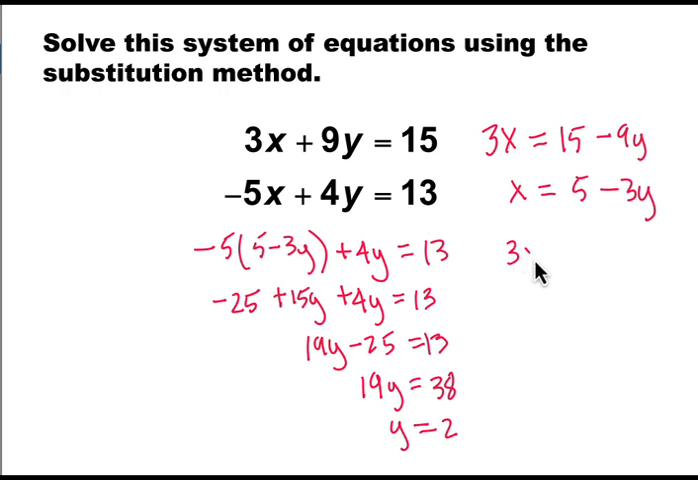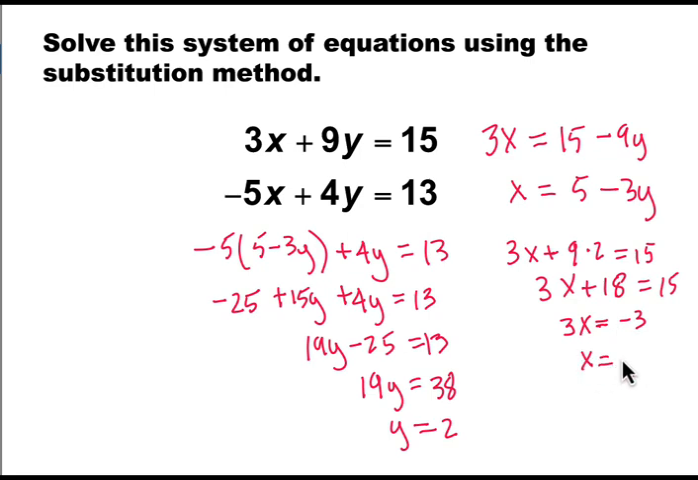So we get 3x plus 9 times 2 equals 15. 3x plus 18 equals 15. We subtract 18 from both sides of the equation to get 3x equals negative 3. We divide both sides by 3 to get x equals negative 1. So the solution to this system is y equals 2 and x equals negative 1.